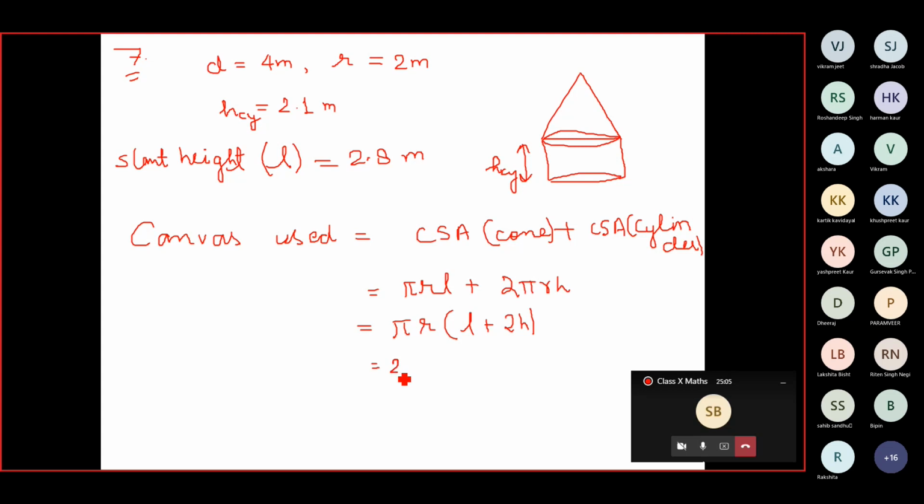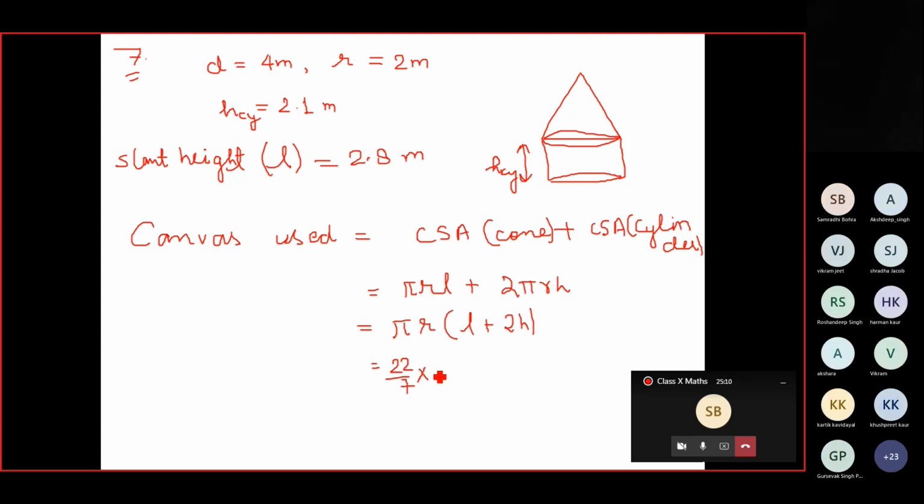Now put the values. 22 by 7. r is what? 2. Slant height is 2.8 and h is what? 2.1. So 2 times 2.1. So what value will it give? 22 by 7 into 2, brackets 2.8 plus 4.2.